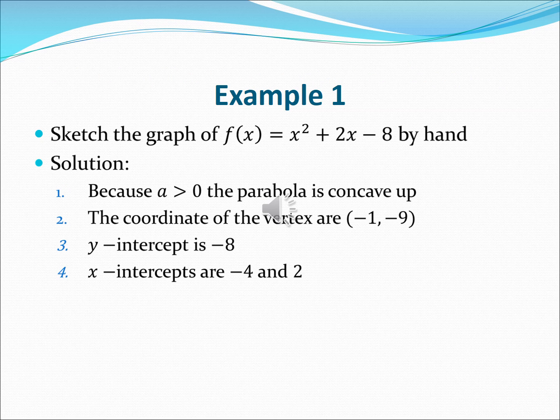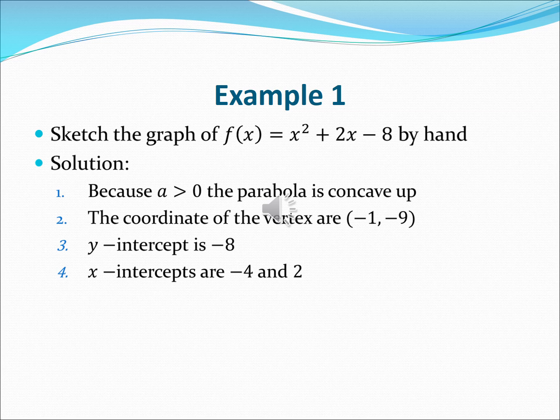Sketch the graph of f of x equal to x squared plus 2x minus 8 by hand. First of all, we follow the 4 steps I mentioned in the previous slides. First, we want to find the concavity of this parabola. Since a is greater than 0, the parabola is concave up.